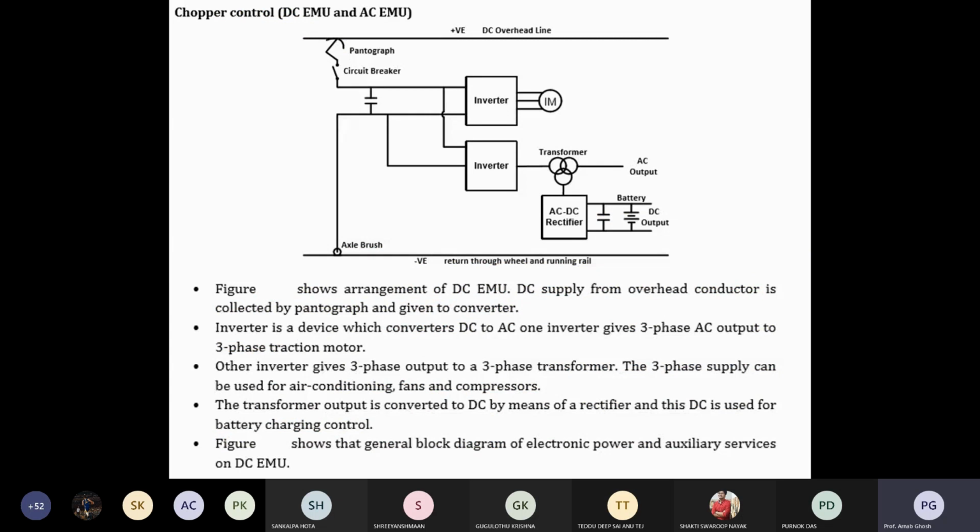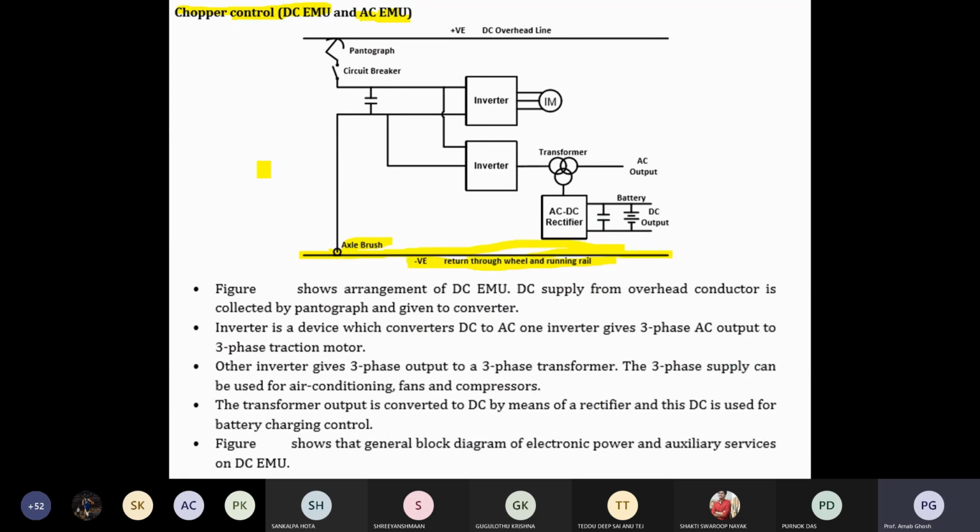Now we are doing chopper control for the DC EMU and the AC EMU. Chopper control is used normally for the DC EMU, and for the AC EMU you can use inverter or cycloconverter drives. So how are they working? The wheel, axle and brass form a return path.